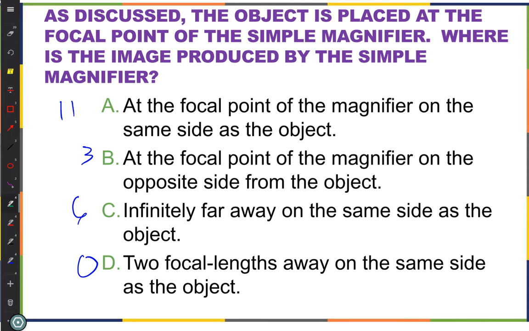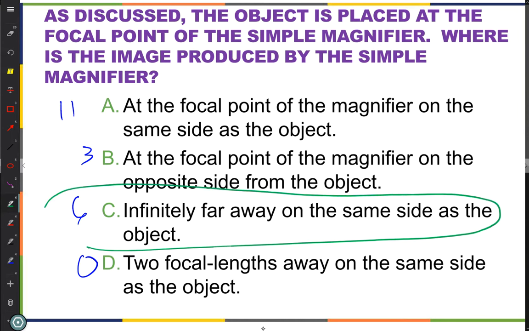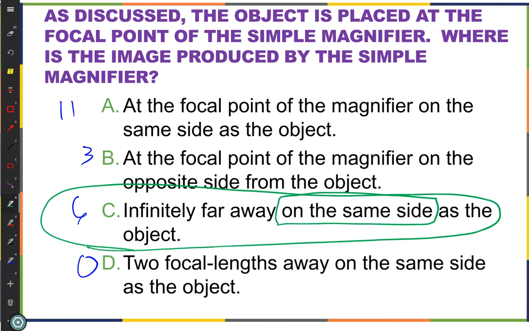Okay, so the correct answer here was the second most common answer, infinitely far away. On the same side, that is a point of preference. If they're parallel rays, they don't actually meet anywhere. You can say infinitely far on that side or infinitely far on that side, but if I'm looking this way, I can only see it on that side. And so that's why the answer is on the same side, because that's on the side you're looking.